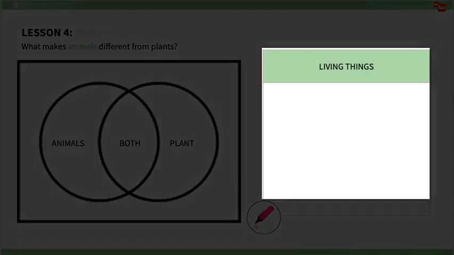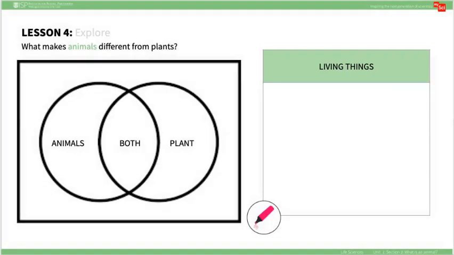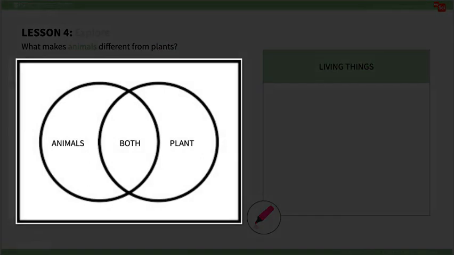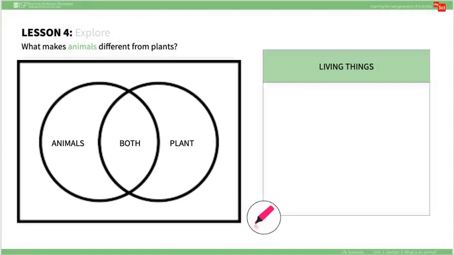Returning to the Living Things chart from Lesson 1, review what students said about living things. Then create a chart paper Venn diagram of plant and animal needs and parts based on what students already know about living things and the reasoning they used to complete their sort.